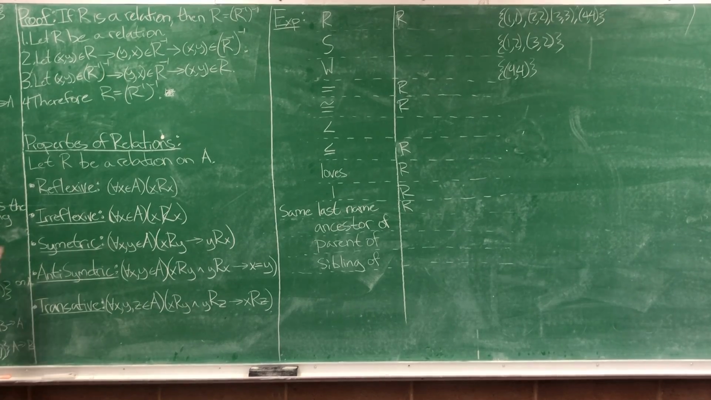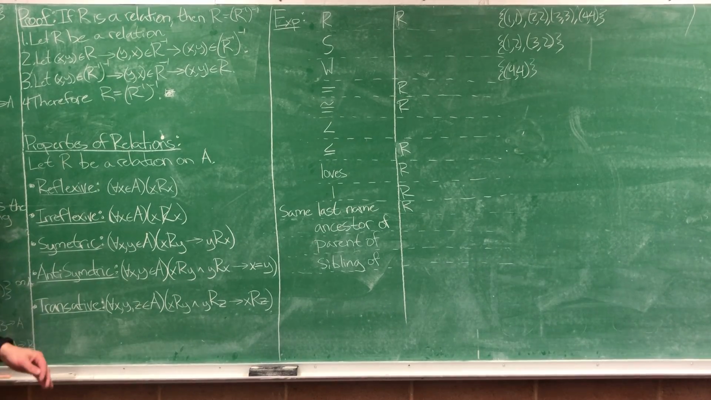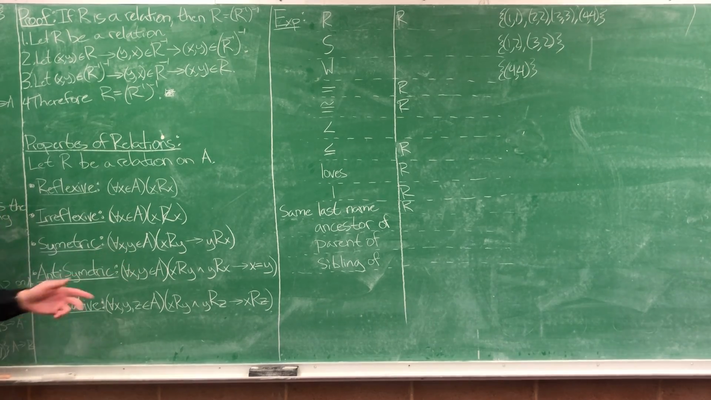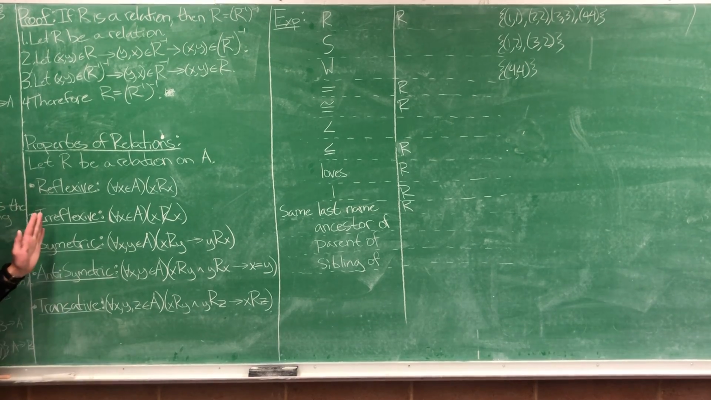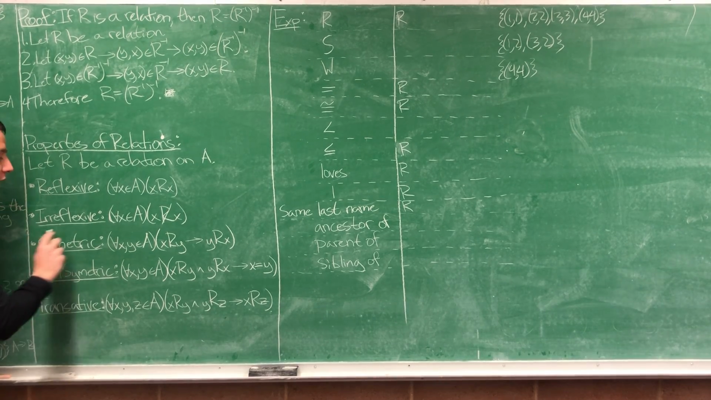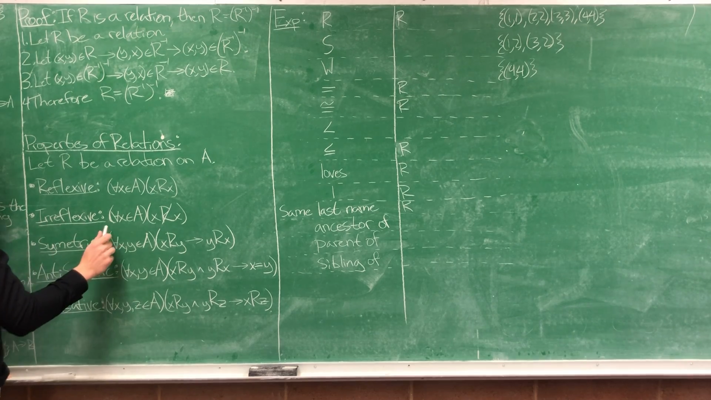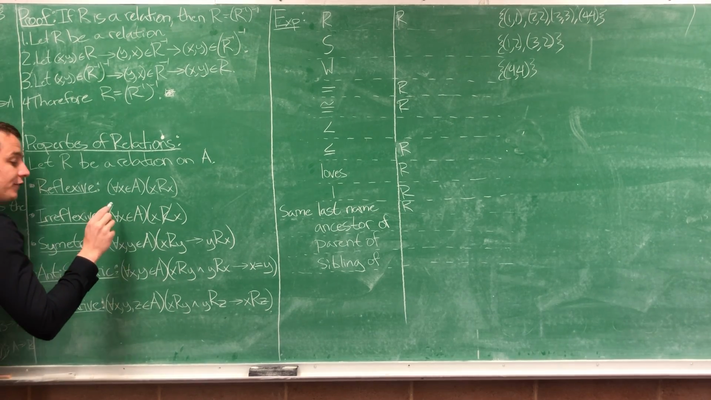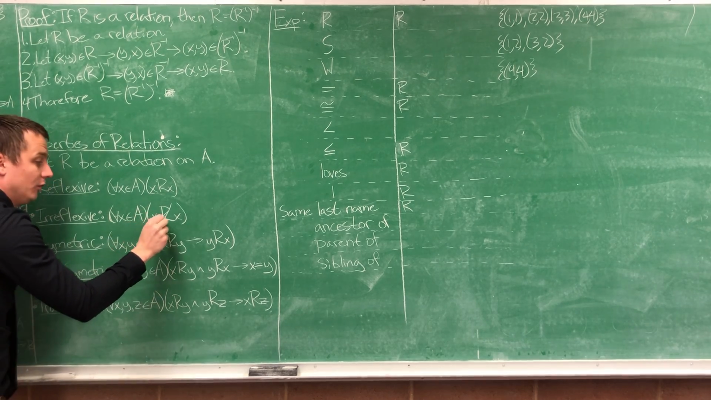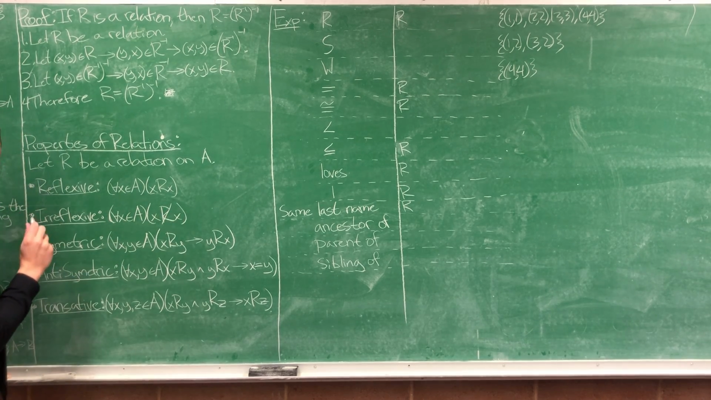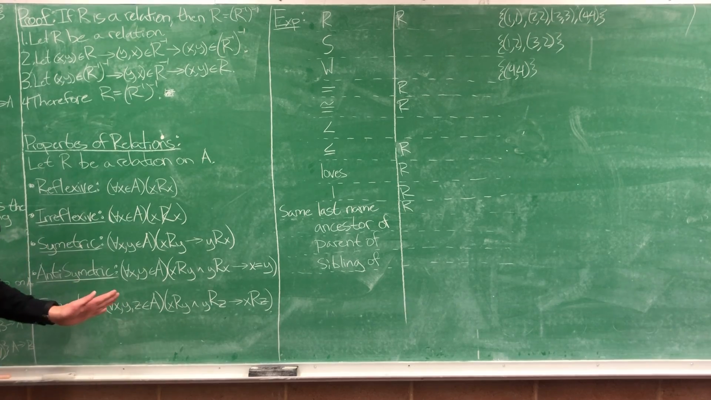Irreflexive. What does irreflexive mean? This is not the same thing as not reflexive. This is not the opposite of that. Students often get confused by that. Similar names, don't get confused by it. So what is irreflexive? A relation is irreflexive provided that for every element in A, it is not the case that that element is related to itself. In other words, no elements are ever related to themselves.